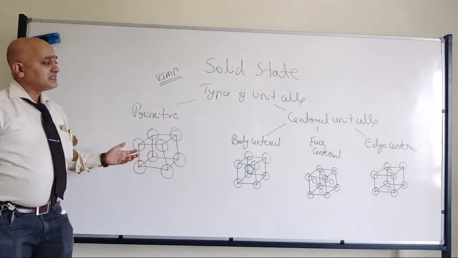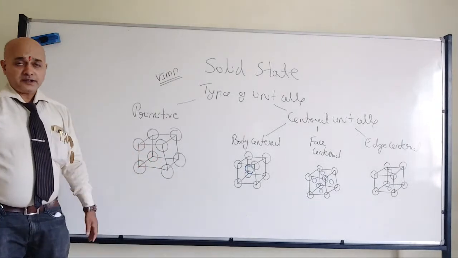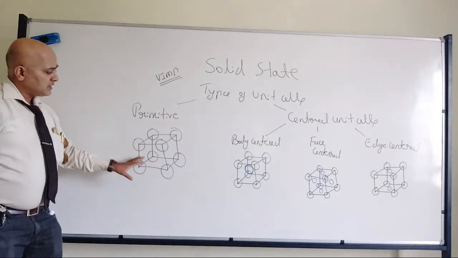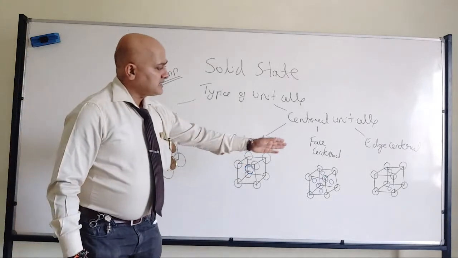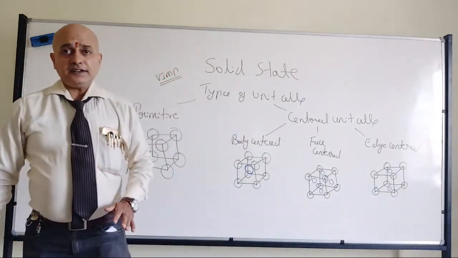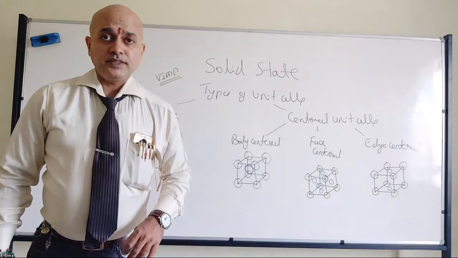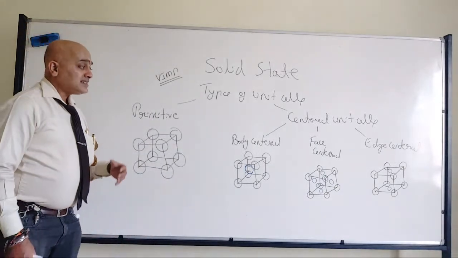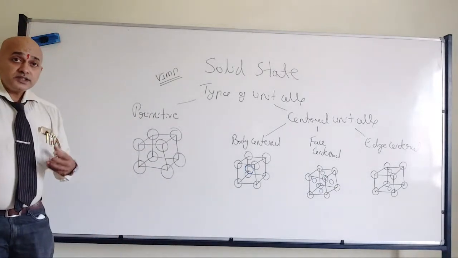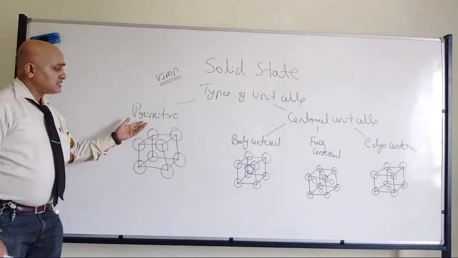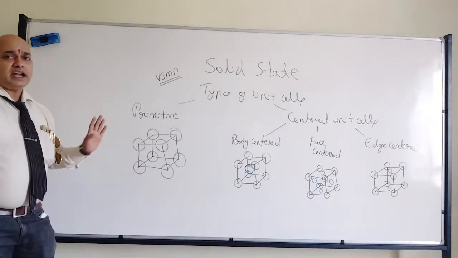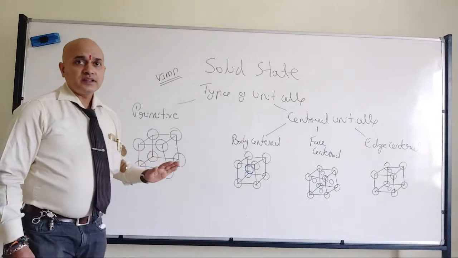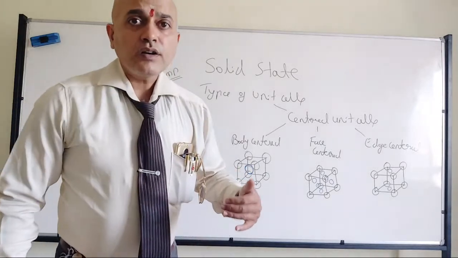In all of these, there will be the presence of corner atoms. It's common. Here also, corner atom. In all these three, we have the corner atoms. That is the common feature. Right? Now, what is the difference? The difference here is, in the primitive unit cell, we have only corner atoms. Nothing else. Right? We have only corner atoms.